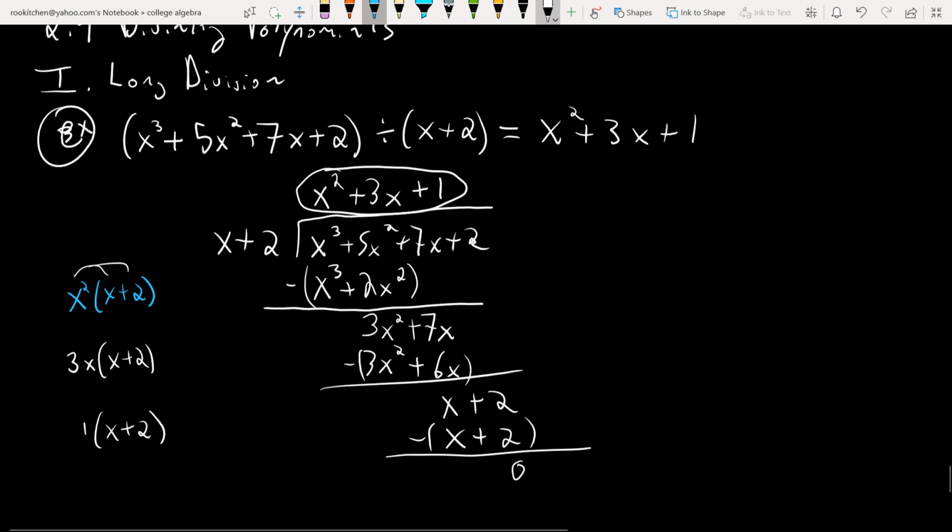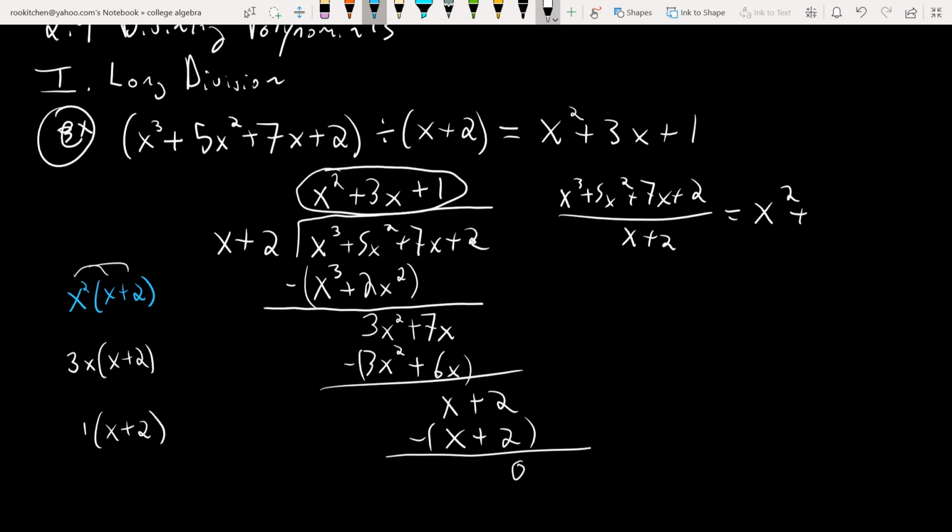Okay. Later we'll see this is a cool way of actually factoring polynomials, because if you wanted to, and we'll talk about this again here in a second, we could write x cubed plus 5x squared plus 7x plus 2 divided by x plus 2 equals what? x squared plus 3x plus 1. That's exactly what I have written. Okay, when I started, I just used a division symbol instead of the bar.